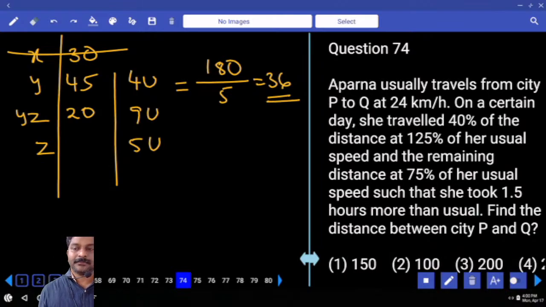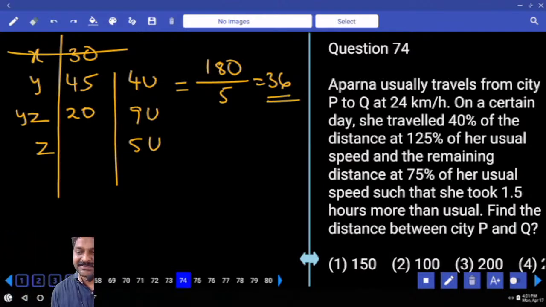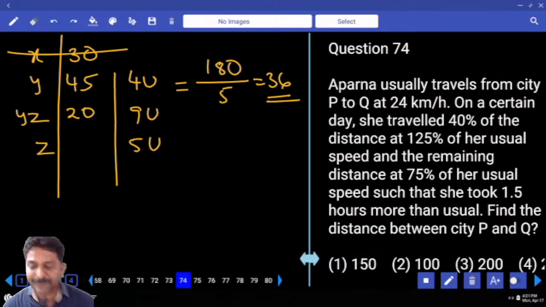Aparna usually travels from city P to Q at 24 km per hour. On a certain day, she travels 40% of the distance at 125% of her usual speed and the remaining distance at 75% of her usual speed, such that she took 1.5 hours more than the usual. Find the distance between P and Q.